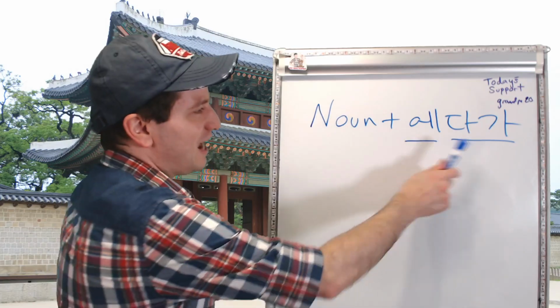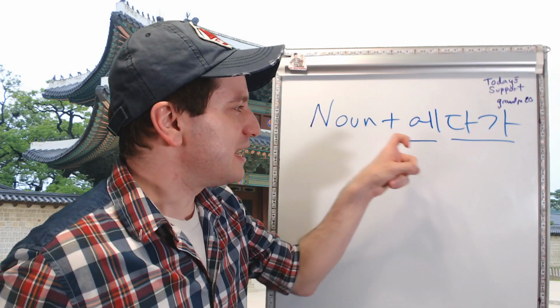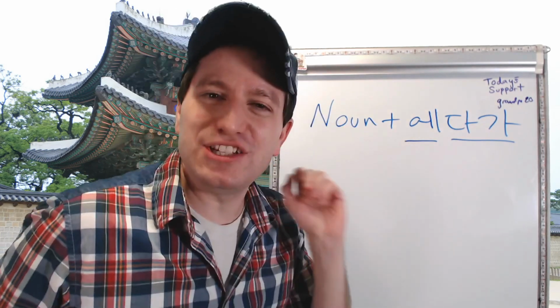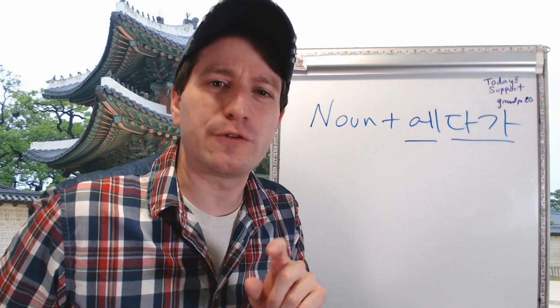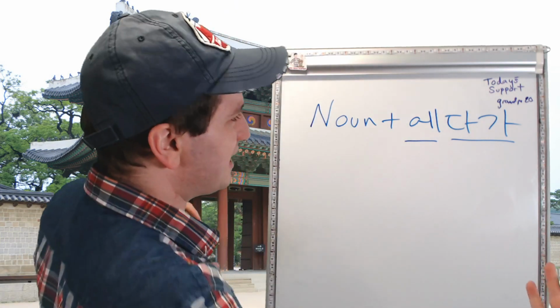But we are not done with the live stream for today. We still have one more topic we have to cover, and that is 에다가. 에다가 is a combination of the particle 에 with 다가. However, this particle 에 here is not used in the regular way that you're familiar with using 에. This is not used to show where something is going.